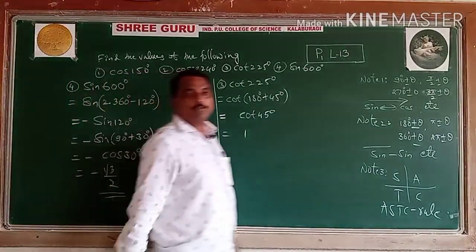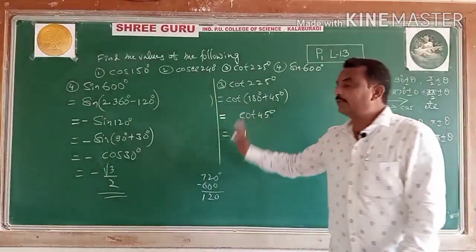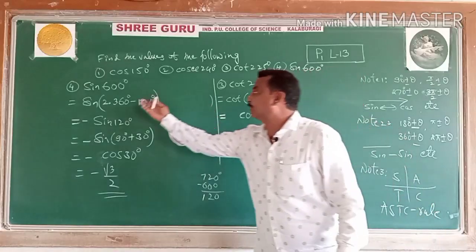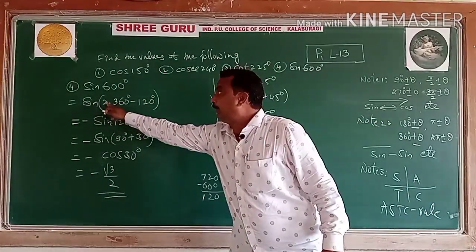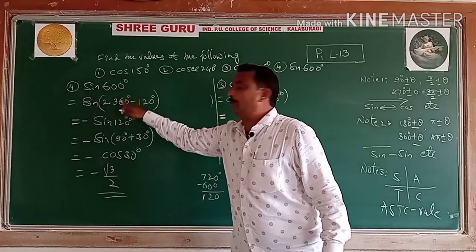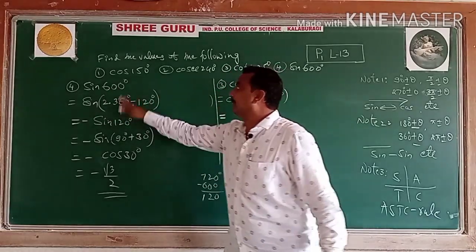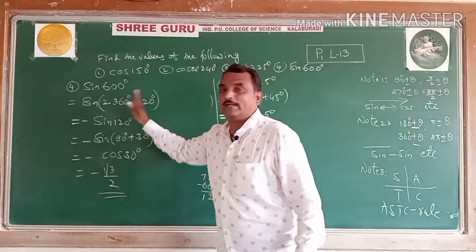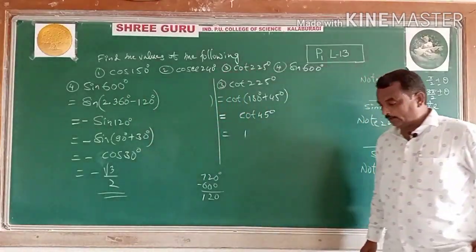This is the fourth example, student. Either it may be 600 or it may be 1000, whatever it may be, the big angle. You may convert like that, 1 time, 2 time, 3 time, 4 time. You may take n times of rotation. I have told already, you may rotate n times of rotation, either plus or minus according to your need. 600 you have to convert like that, and you have to calculate, students.